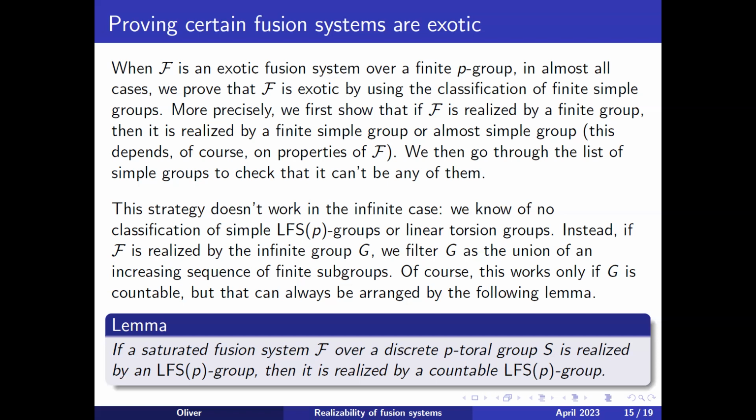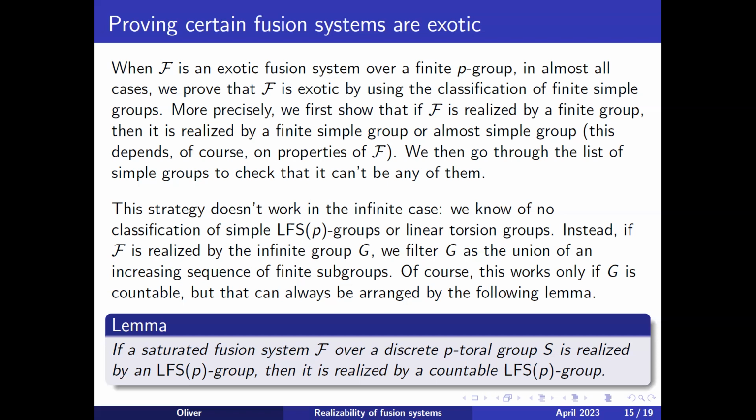And the proof of this result is basically the same as the proof that we used earlier to show that if you've got a finite fusion system realized by an LFS of p-group, then it's realized by a finite subgroup of that. If every saturated fusion system over a discrete p-toral group had only countably many morphisms, then it would be exactly the same proof.